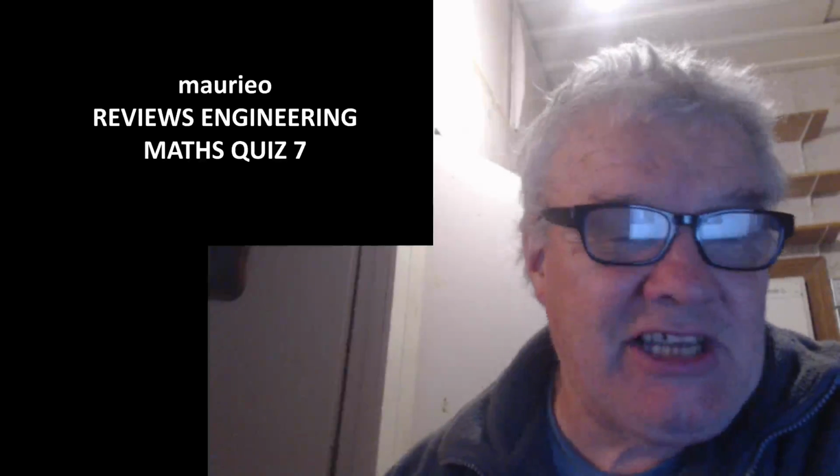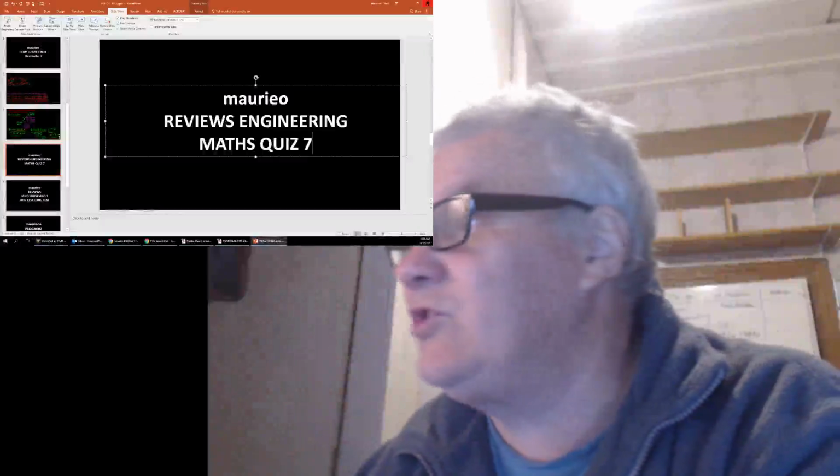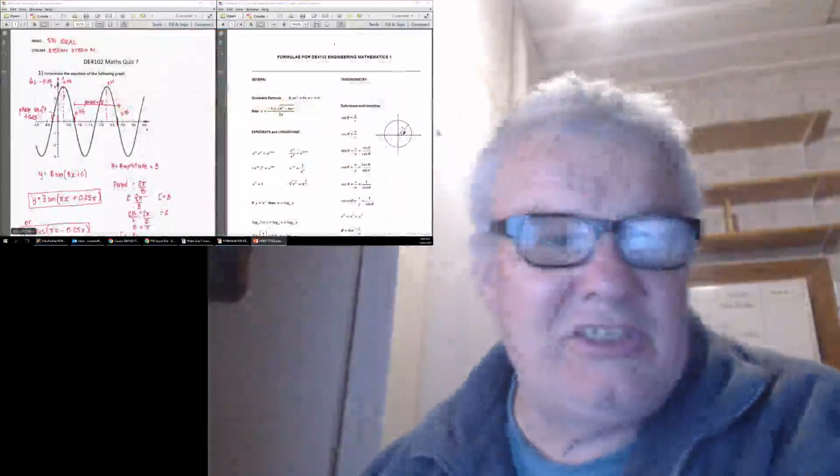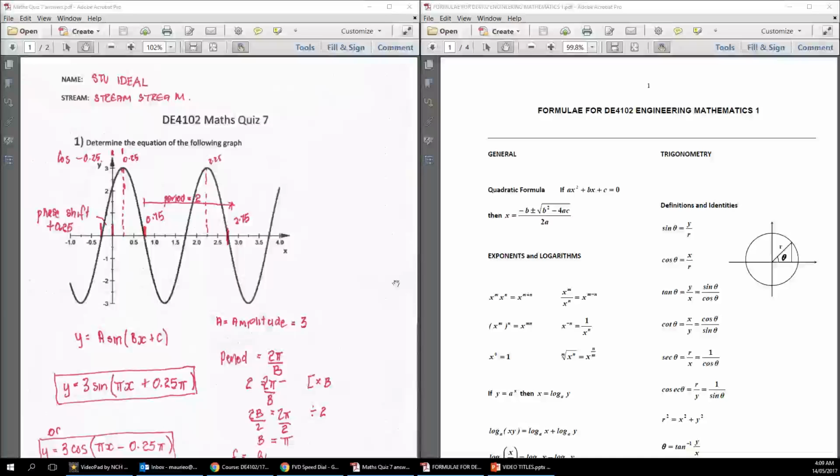Alrighty, so let's go and see what we can do. So what I've got here is I'm going to first of all just get rid of my PowerPoint, and then I'm going to go to the big screen. So here on the left I've got the model answer, and over here on the right is your formula sheet, your ever-present mathematical companion.